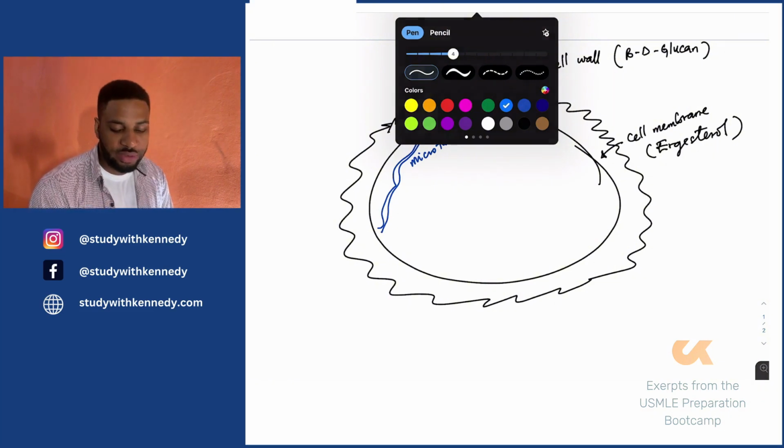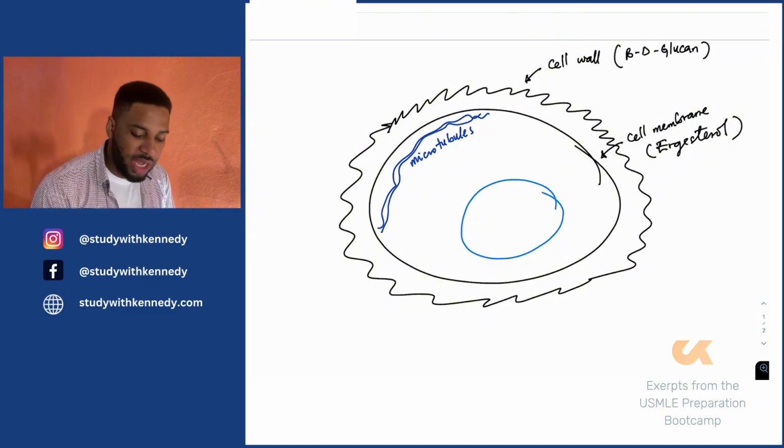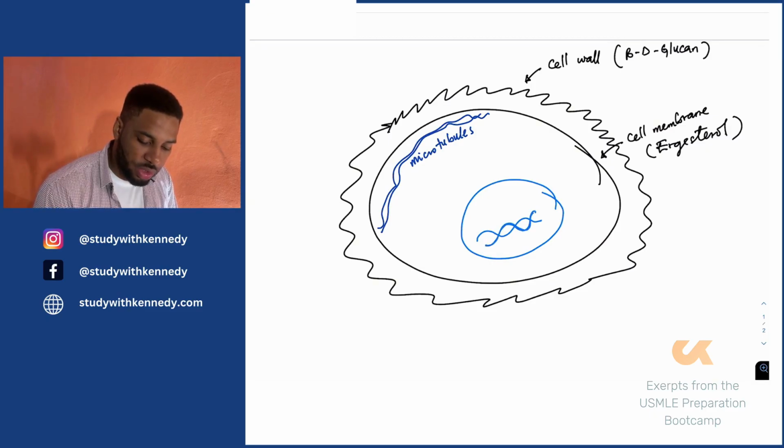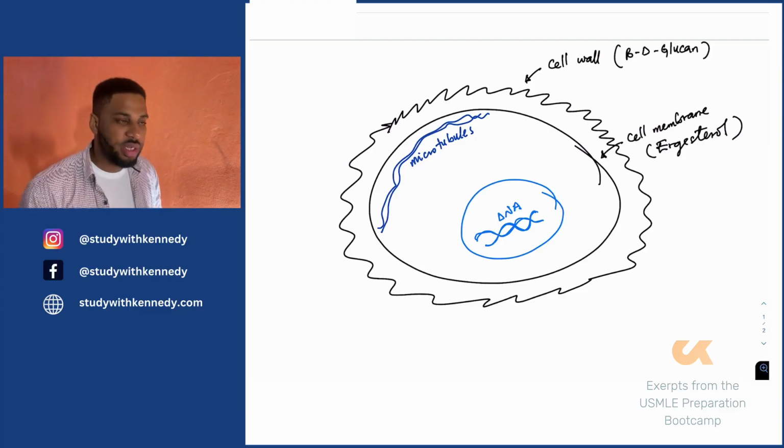What else do fungal cells have? They have a nucleus. Every cell sort of has a nucleus, and within this nucleus they have DNA. So fungal cells are not different. They have a cell wall, a cell membrane, microtubules inside of them, and DNA as well.